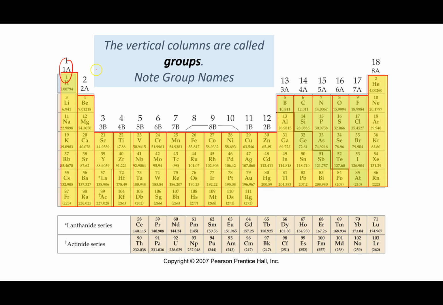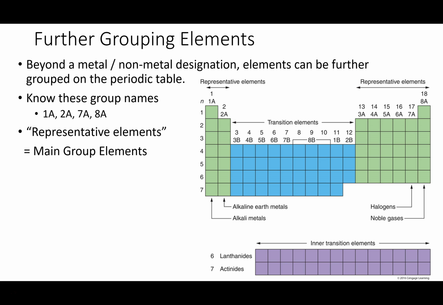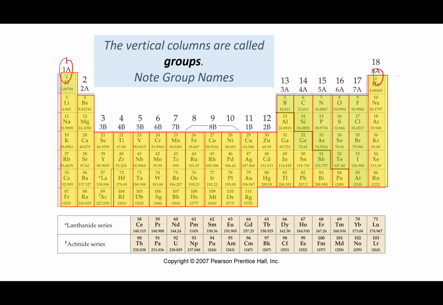So here's my 1A through 8A. Chunking up the periodic table, you're going to want to know the names for these first two, alkali metals and alkaline earth metals. You're going to want to know the names for these last two, noble gases and halogens. You're also going to need to know this jagged line, which separates metals from nonmetals. And then you're going to need to know these are the transition elements.